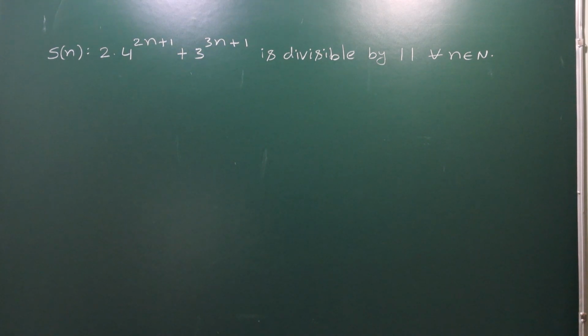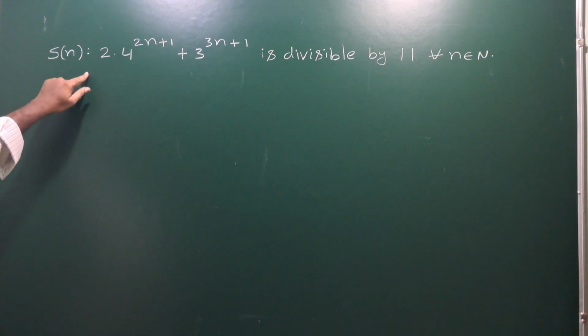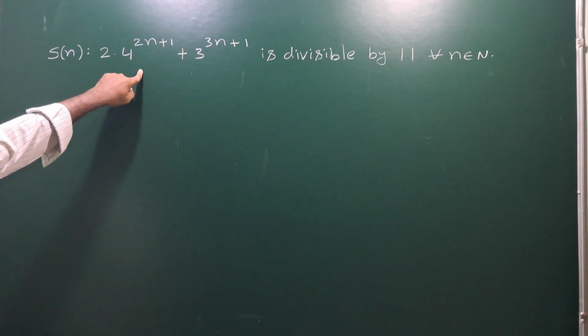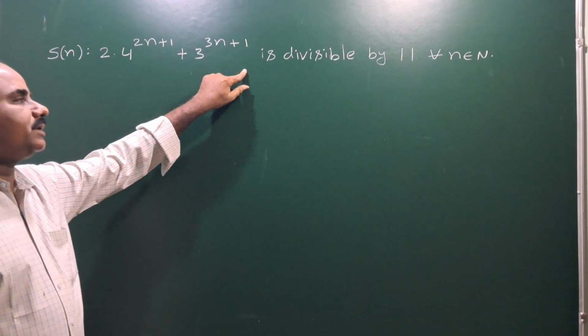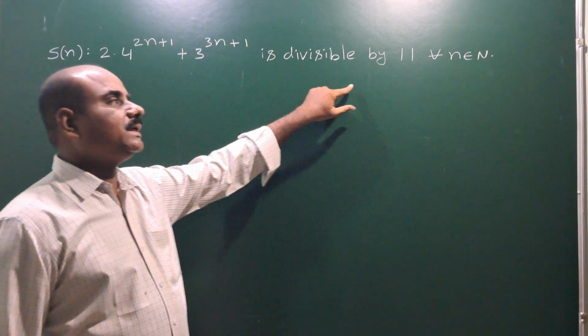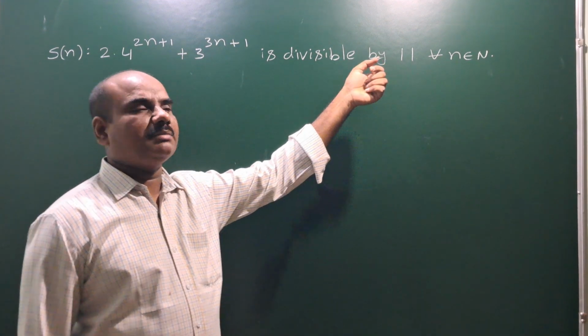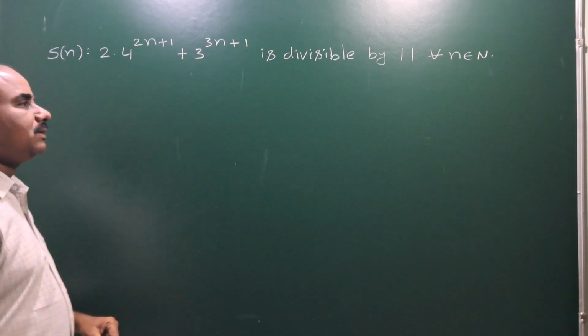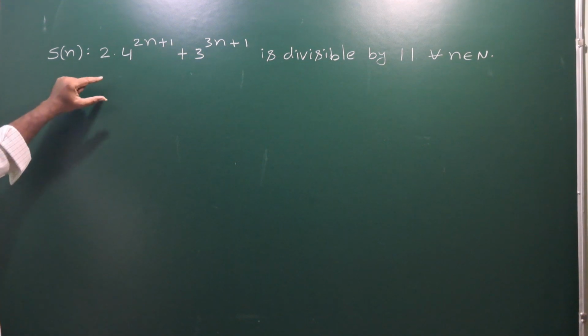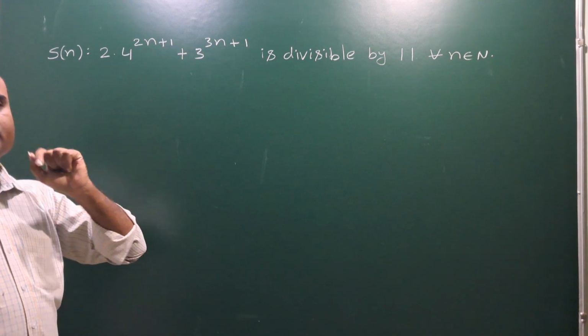Okay, next one from divisibility problems. The statement is like this: S(n) = 2 × 4^(2n+1) + 3^(3n+1) is divisible by 11 for all n belonging to N. Capital N means the set of all natural numbers. We have to prove this statement by using the principle of mathematical induction.